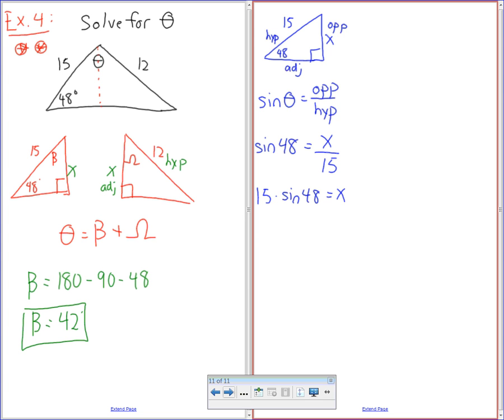No, you can answer, 15 times sine 48. 11.147, yes. Now, for this one here, should I round? No. Why am I not rounding? Caleb, why am I not rounding? It's an in-between step. Right on. The in-between step you should leave as exact as you possibly can.